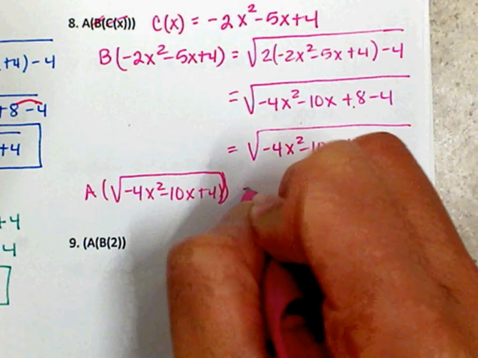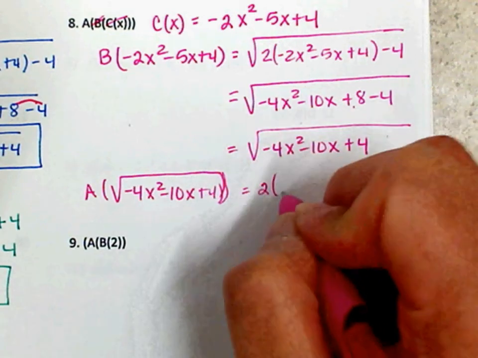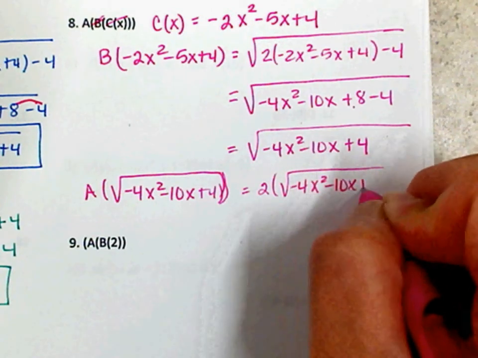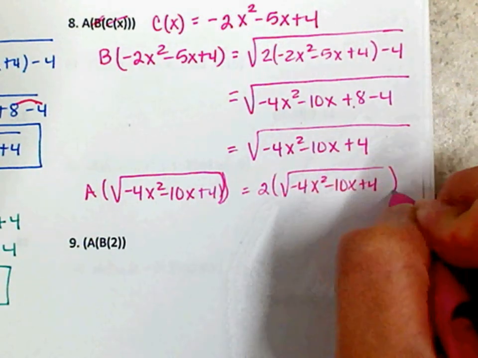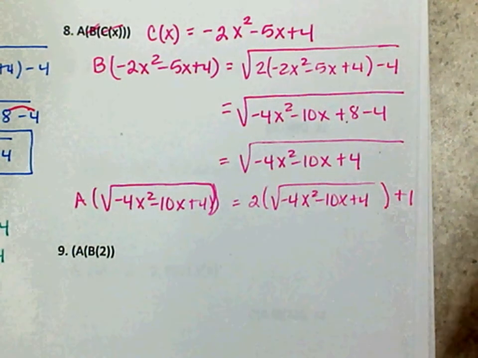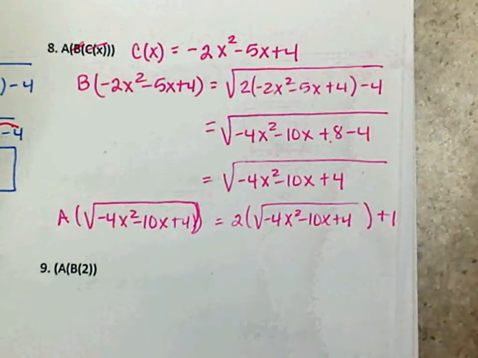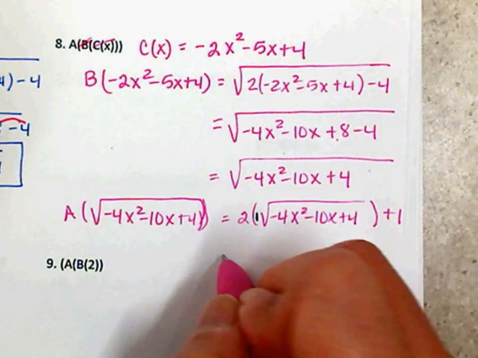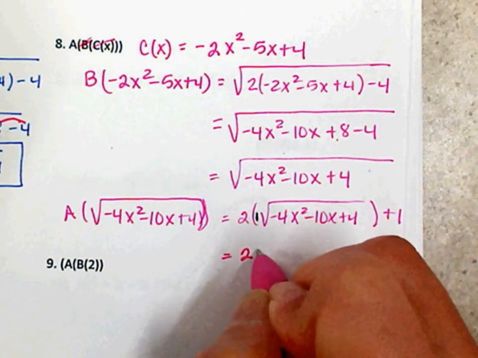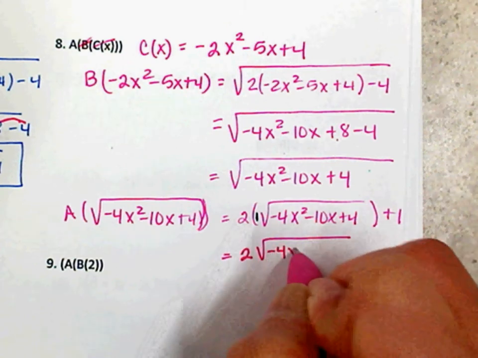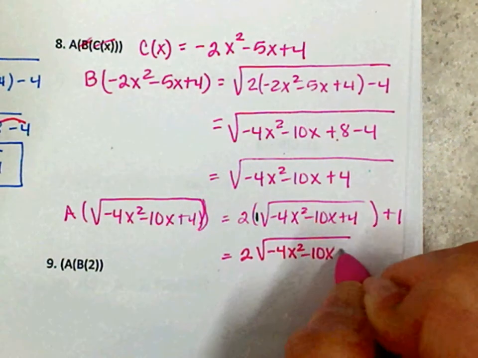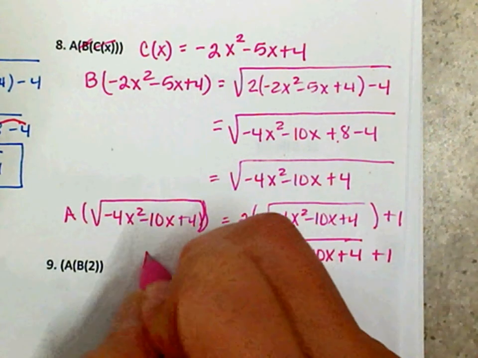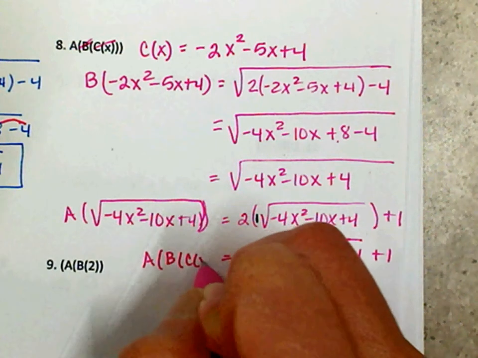Okay, so 2 times square root negative 4x squared minus 10x plus 4 plus your 1. Okay? All right. The only thing that you're going to multiply is there's a 1 outside. So 2 times 1 is 2. Bring down your negative 4x squared minus 10x plus 4. Bring down your positive 1. So that's A of B of C of X.